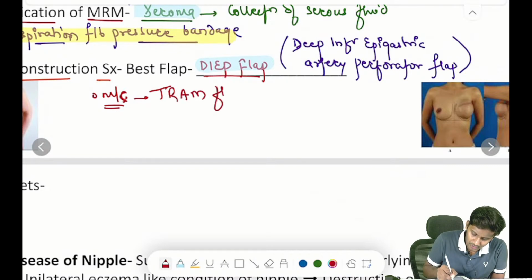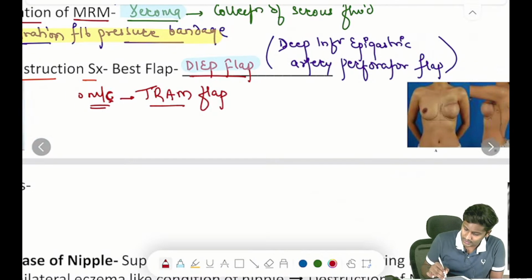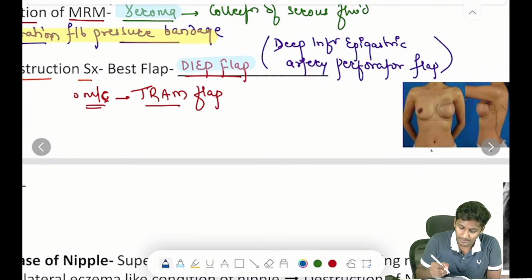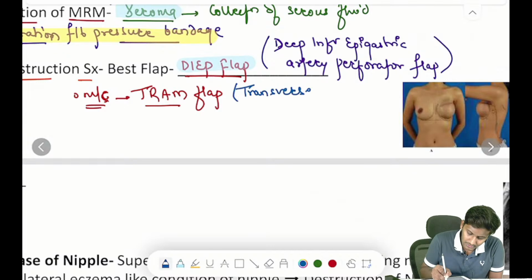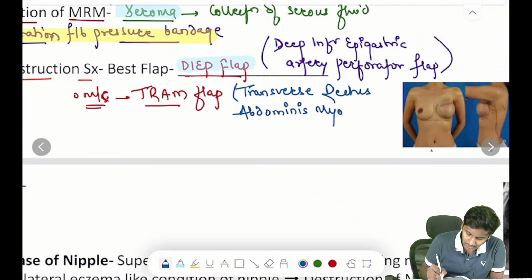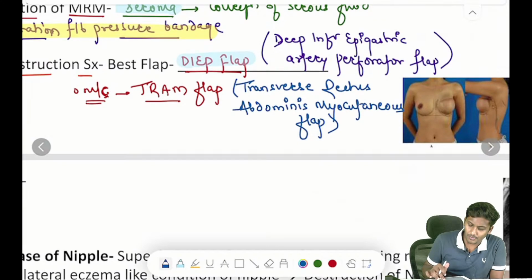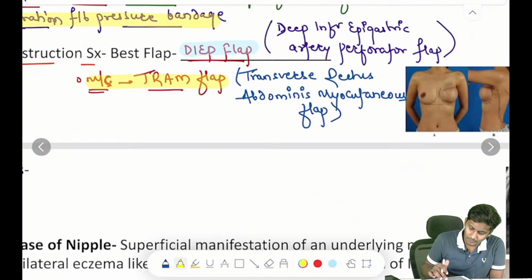What is the TRAM flap now? TRAM is nothing but transverse rectus abdominis myocutaneous flap. So what is TRAM? Definitely you have to remember, TRAM is nothing but transverse rectus abdominis myocutaneous flap. Transverse rectus abdominis myocutaneous flap, bache, is the most common type of flap that we use for breast reconstruction surgery.